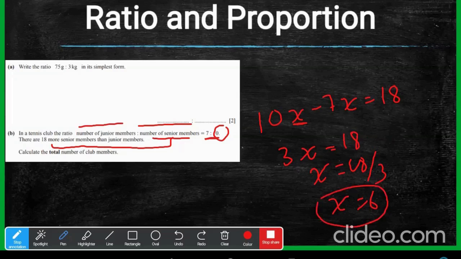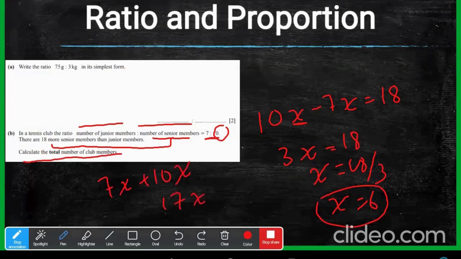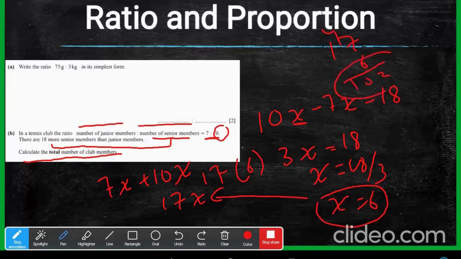Now, what we have to find: calculate the total number of club members. We have to find the total number. So how can we get the total? We have to add them. So we can just add 7x plus 10x. It will become 17x. And we know the value of x is 6. So I have to write 17 multiplied by 6. 6 times 7 is 42, so the answer will be 102. That is the total number of members in the tennis club. So I hope everything is clear in this question.